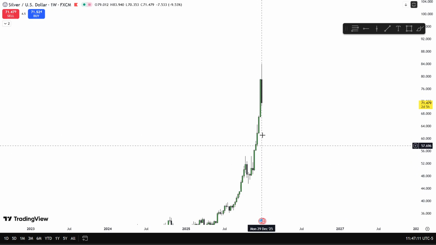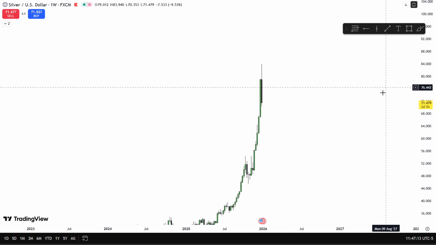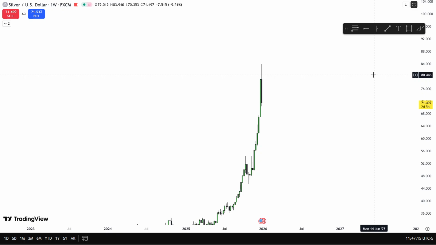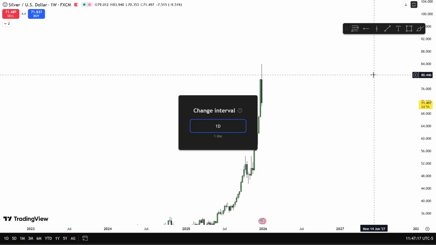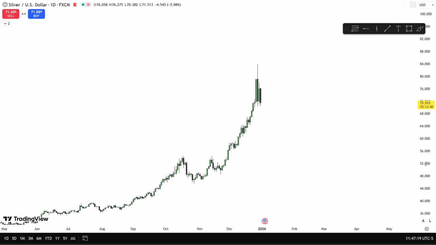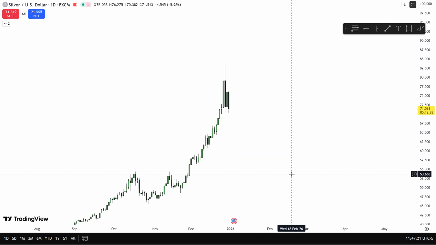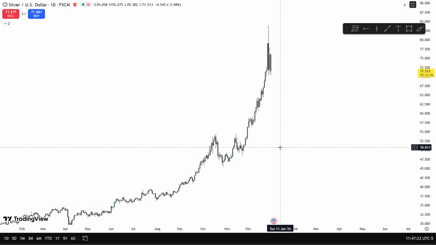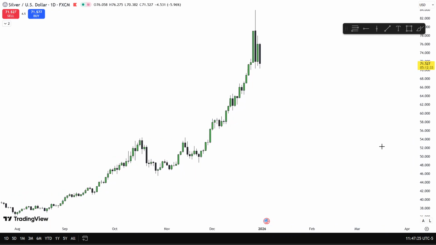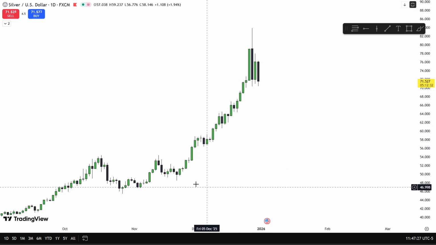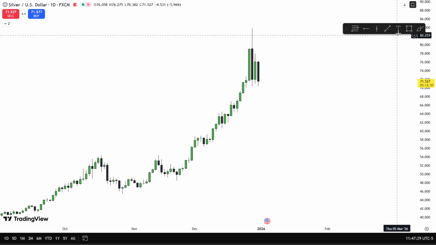So we can see just green candle. So ultimately we want to see a retracement of some kind. Let's go to daily time frame. Honestly, on the daily time frames, price is really bullish.